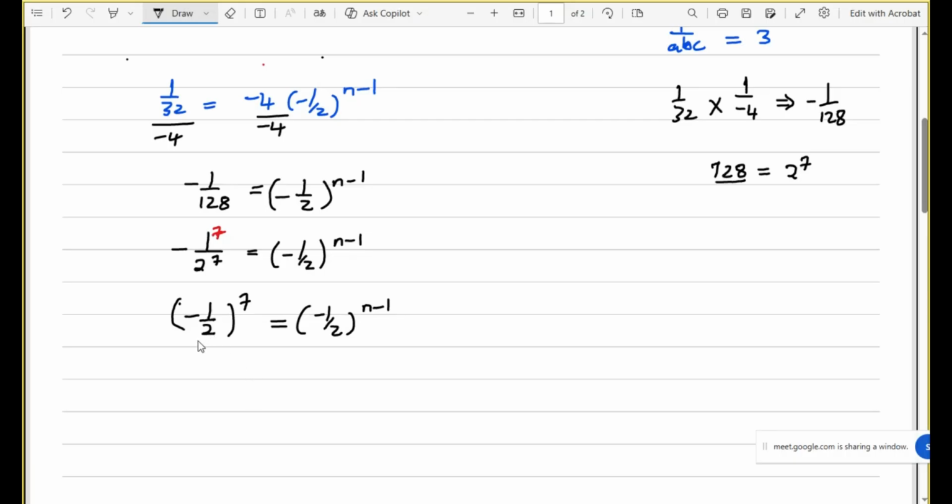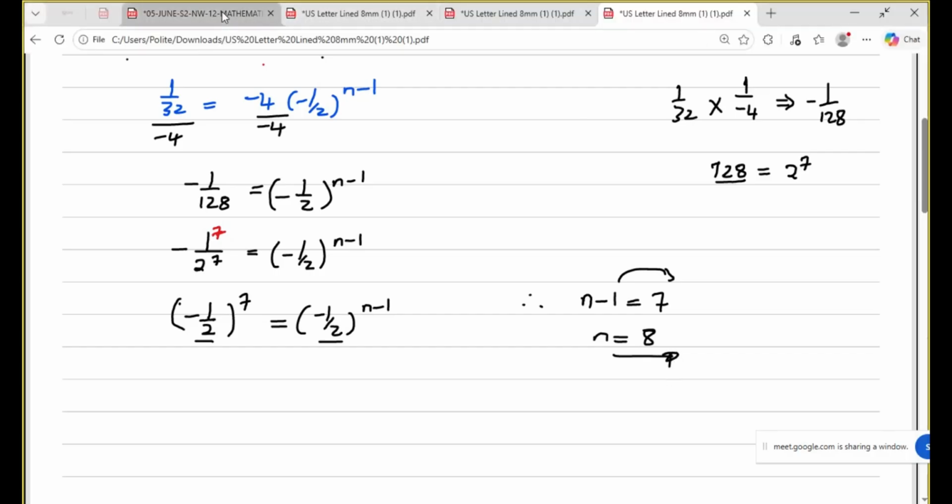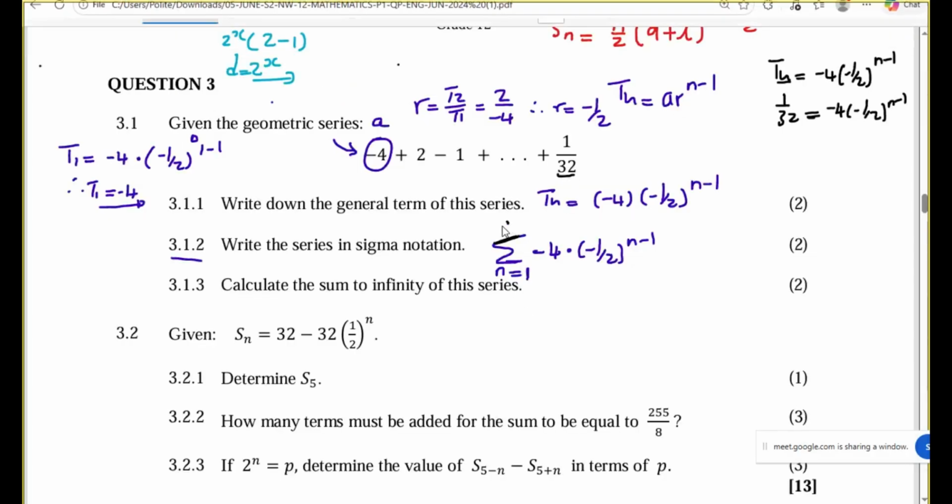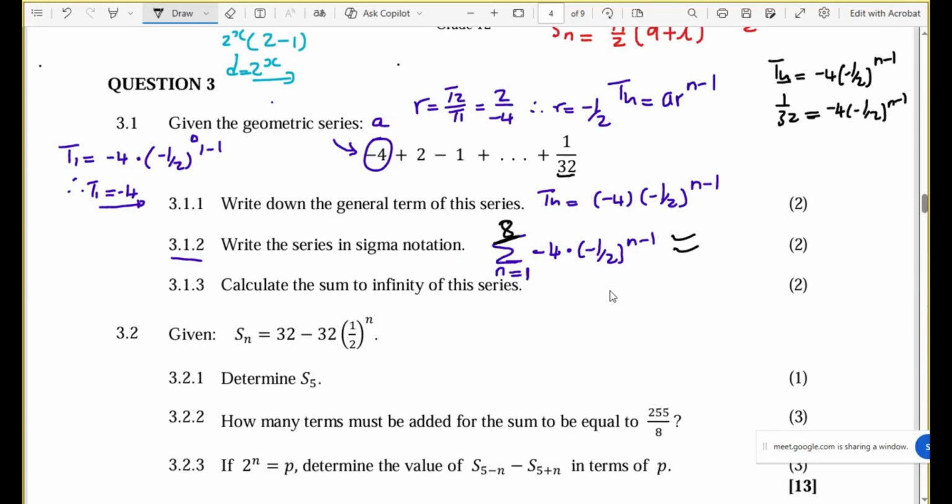Yes, sir. So the base now is the same. I can equate the exponent, say n minus 1 is equal to 7. The n comes this side, therefore n is 8. So on top, on that sigma notation, we're going to put 8. So this will be 8. To collect that 2 marks, you should write it like that in sigma notation. Okay?